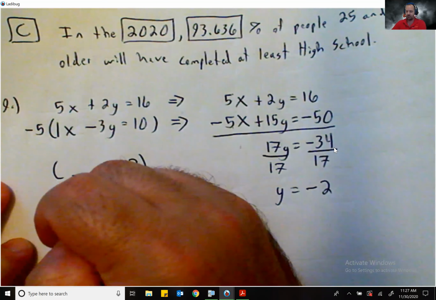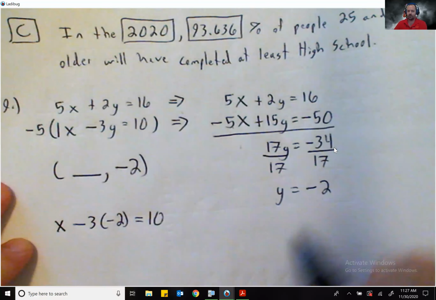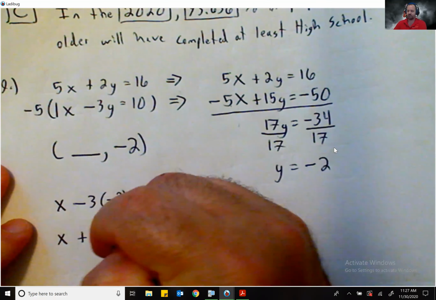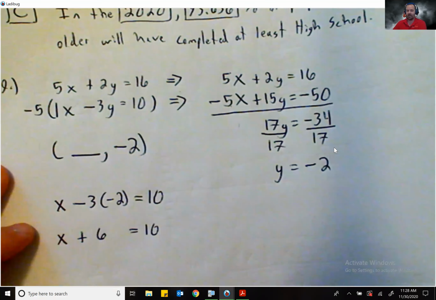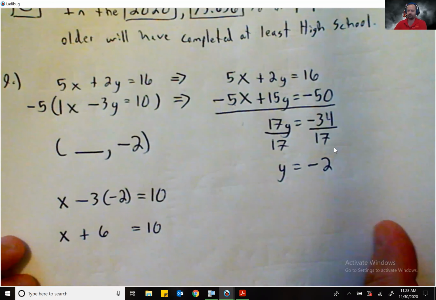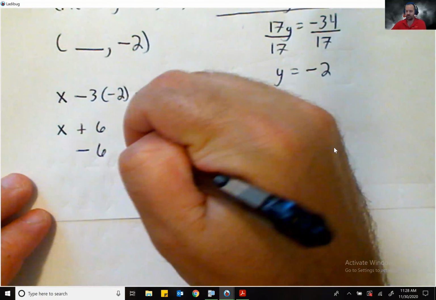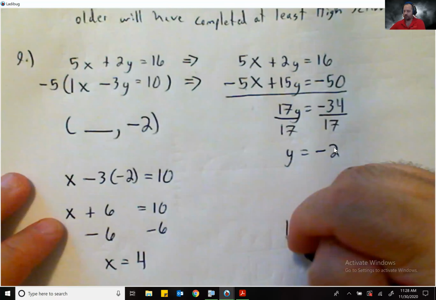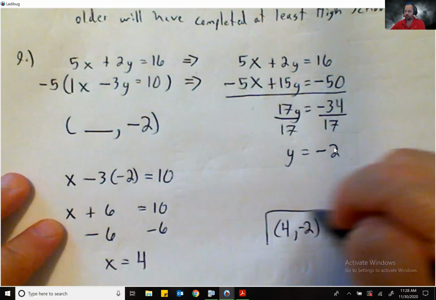So we have x minus 3 times a -2 equal to 10. All right, so what's -3 times -2? How about a positive 6 because you're multiplying? It's okay. And then how do I get x by itself? What are we going to do? Take away 6 from both sides. So x is equal to 4. And now you know the answer. 4, comma -2. Done.